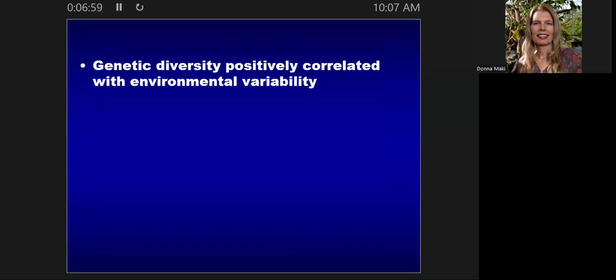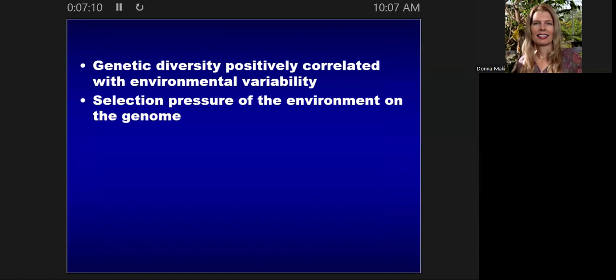So basically what that last slide was saying is that genetic diversity is positively correlated with environmental variability. And so again, we're looking at the selection pressure of the habitat that these microbes are existing in, and that is strongly influencing the size of their genome as well as what genes are turned on and off throughout the day.